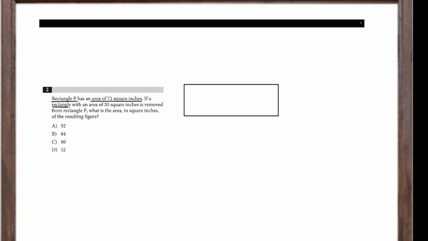So here we have what would be considered one of the easier questions from the SAT. The question states, rectangle P has an area of 72 square inches. If a rectangle with an area of 20 square inches is removed from rectangle P, what is the area in square inches of the resulting figure? I already have rectangle P drawn for you. We're going to draw a rectangle with an area of 20 square inches inside our rectangle P. I'm going to section rectangle P and label our sectioned off 20 square inch rectangle as rectangle Q. So we know the total area of rectangle P is 72, and this section, rectangle Q, is 20.